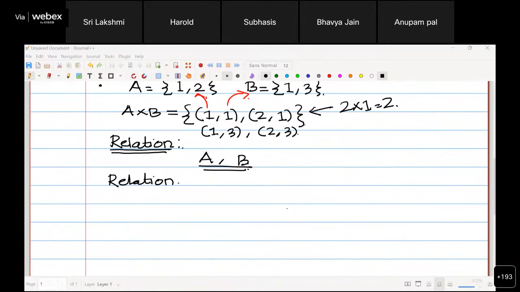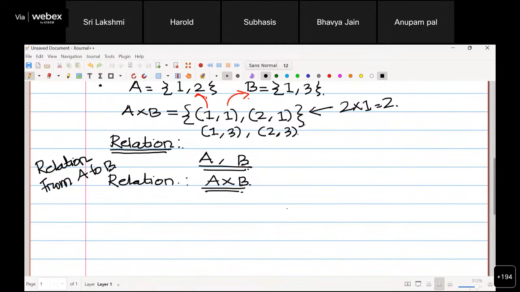So a relation is a relation from A to B. Suppose you have two sets A and B. A relation is nothing but a subset of the Cartesian product A times B. That's all. A relation from A to B is nothing but a subset of A cross B, right?